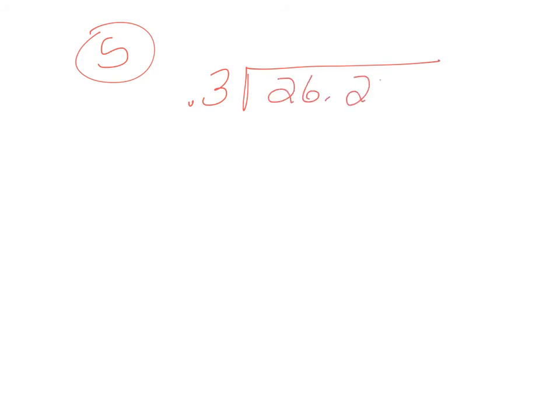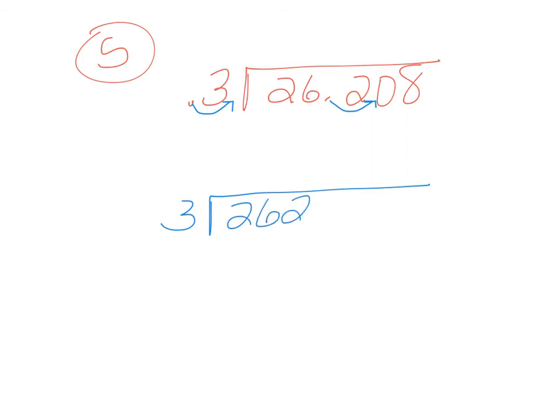And number 5. Divide 26.208 by 0.3. All right, so here's another one of these decimal issues. So because it's on this side, I've got to remove it 1 spot. So I'm going to hop it to the end, and now 1 spot to here. Remember, you have to hop it only the same number. So here's my decimal here now.